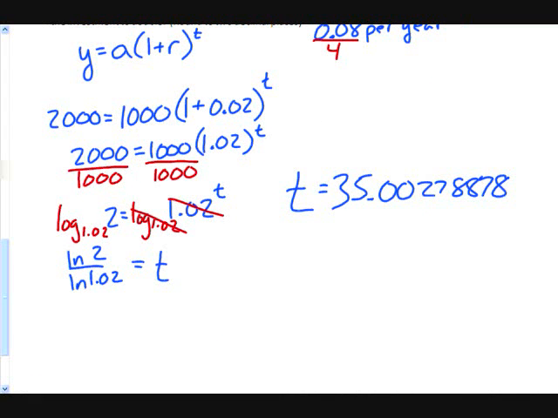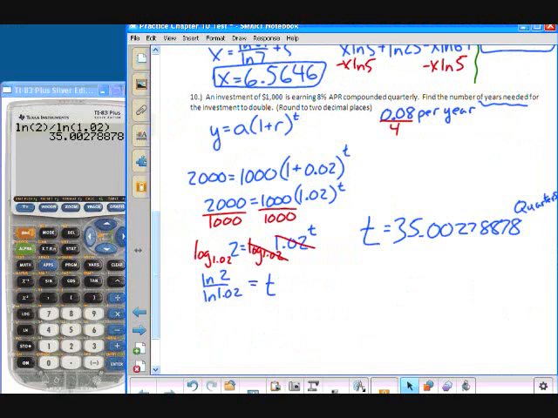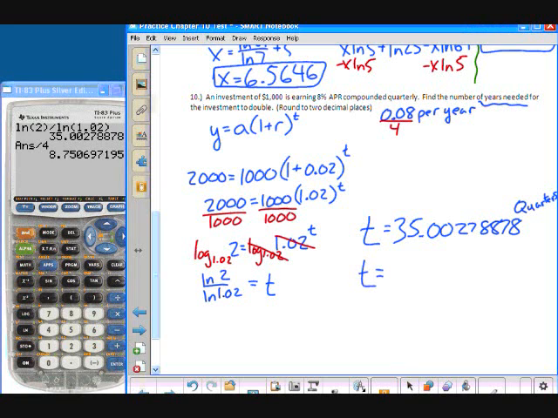And notice I'm ignoring the directions here. The directions said, round this to 2 decimal places, but it also asked for this to be in years. And this is the number of quarters. So what I have to do is take this final answer, before I bother rounding it off, and divide it by 4. Because it's 35 quarters, and there's 4 quarters in each year. So if I want to know how many years it is, I divide by 4.